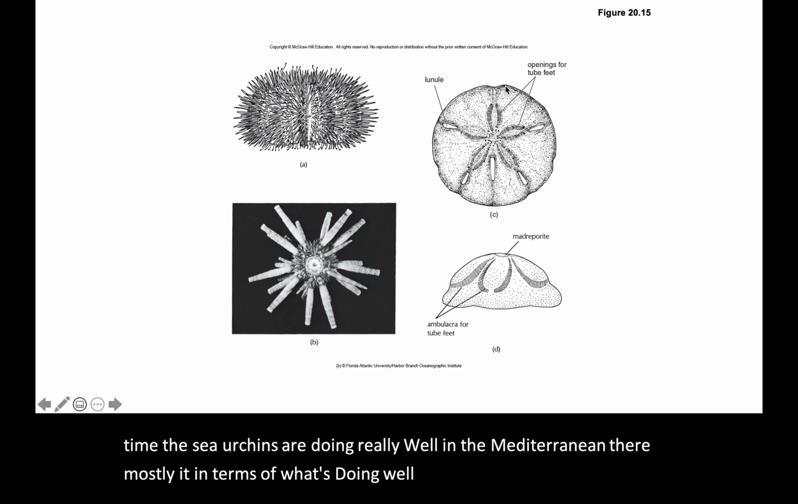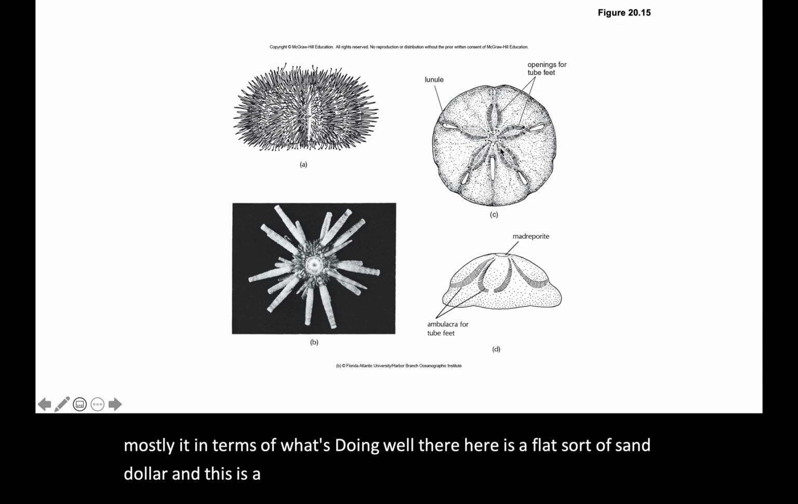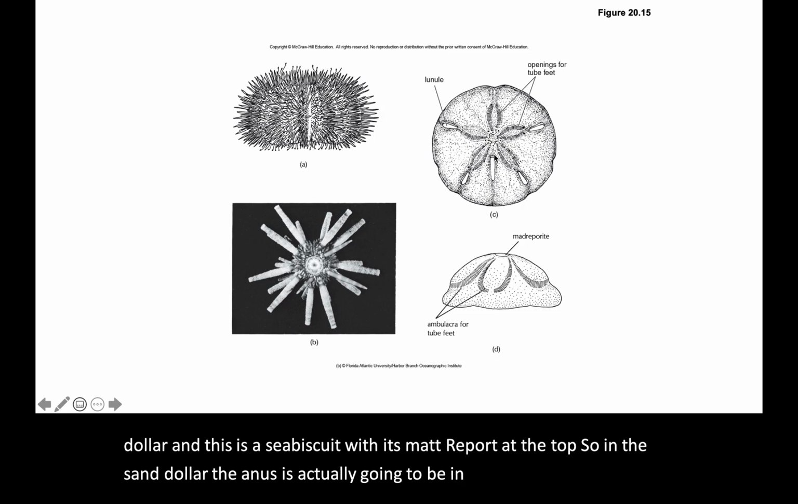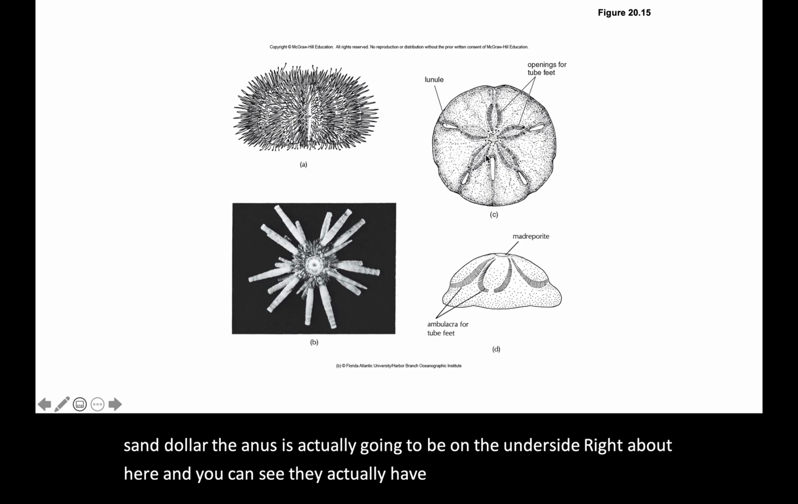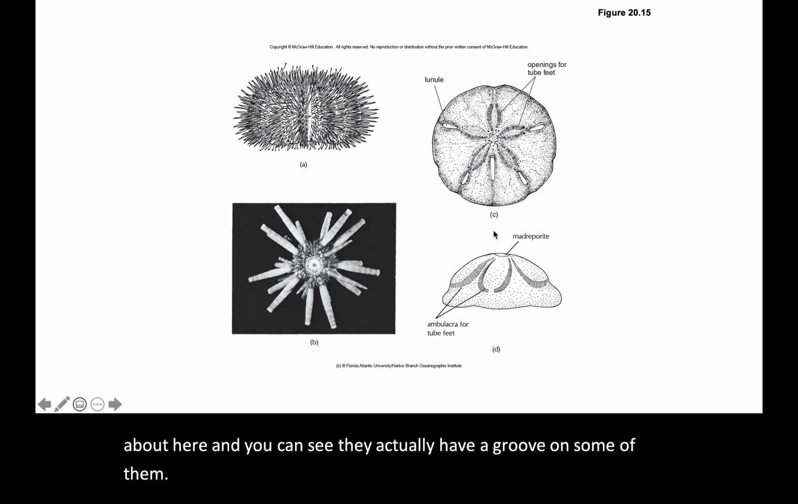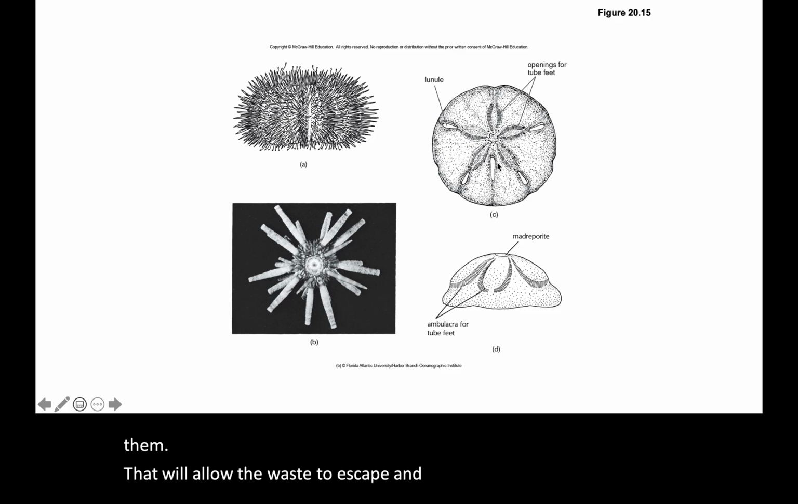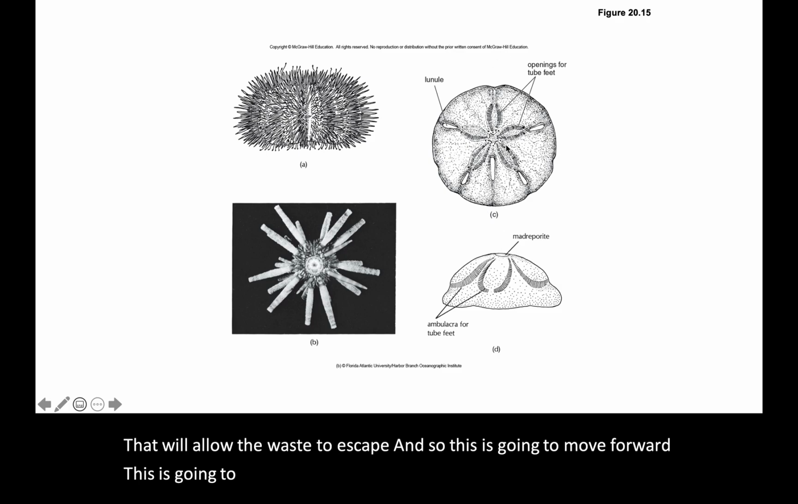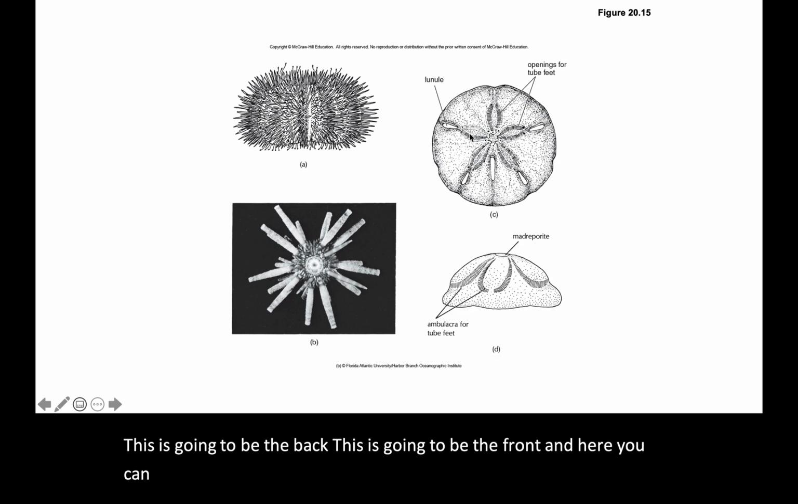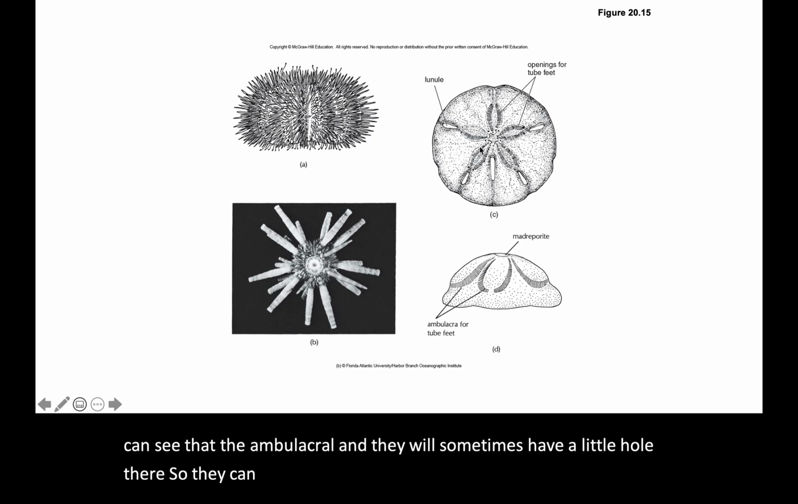Here is a flat sort of sand dollar, and this is a sea biscuit with its madreporite at the top. So in the sand dollar, the anus is going to be on the underside right about here, and you can see they'll actually have a groove on some of them that will allow the waste to escape. And so this is going to move forward, this is going to be the back, this is going to be the front. And here you can see they have the ambulacra, and they will sometimes have a little hole there so they can just pass food down to the bottom where the ambulacra pick up again and into the mouth.